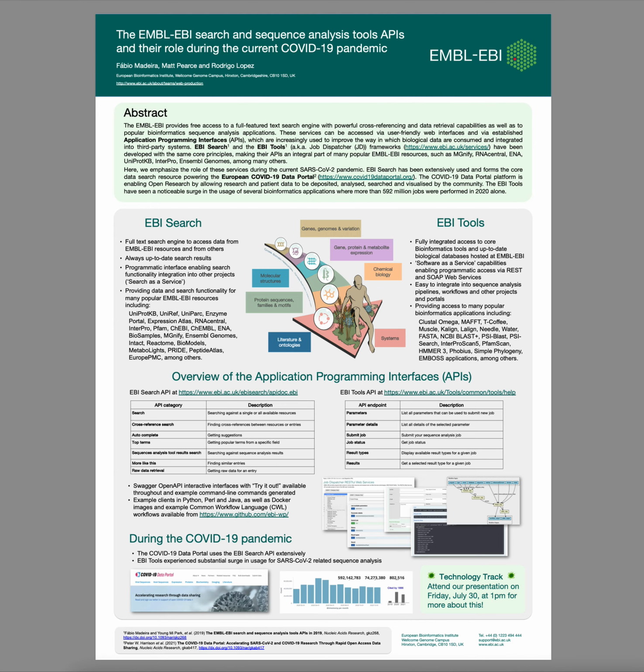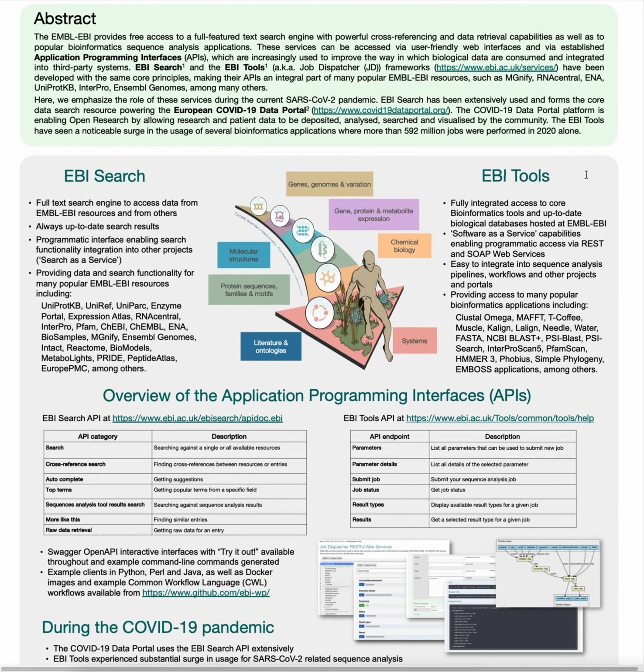So let me start by giving you an overview of EBI search as well as EBI tools. EBI search is a full text search engine that gives you access to data from EMBL-EBI resources and from a few others. It provides you always up-to-date search results, and as you can see, it provides search functionality for many popular EMBL-EBI resources, from UniProt-KB to Expression Atlas, RNA Central, ENA, all the way down to metabolites and EuroPMC, just to name a few, covering pretty much all aspects of biology, all the way from genes, genomes and variation to chemical biology to systems.